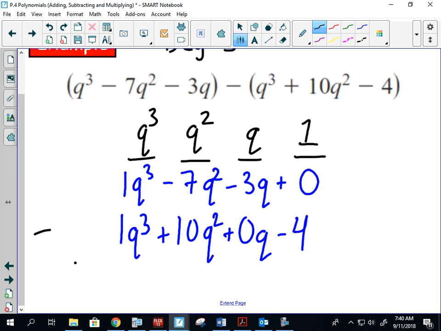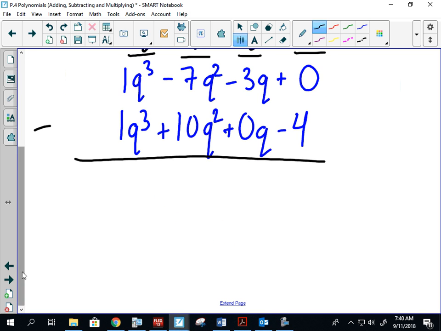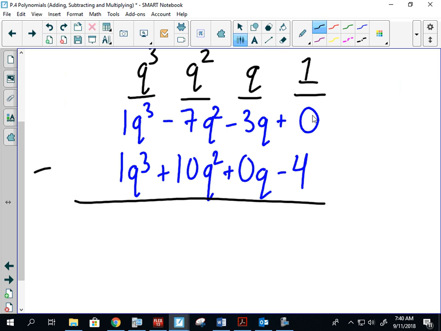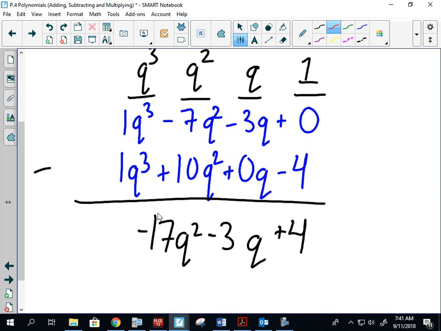And now all I need to do is add or subtract my like terms. Okay? And this is important. I'm dealing with subtraction for all these, so you have to read it off. I have 0 minus a -4. 0 minus a negative makes plus. So this is really going to be plus 4. -3 minus 0 will be minus 3q. -7 minus 10 is -17q squared. And the last one, 1 minus 1 is 0. And I'm all done. So there's my answer.